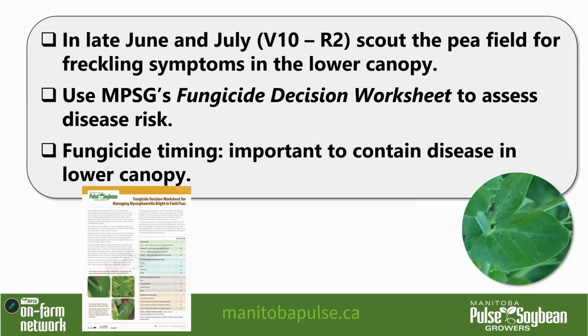And lastly, a few field pea fungicide use recommendations. In late June and July, or stages V10 to R2, start scouting the peas for those freckling symptoms of Ascochyta blight in the lower canopy. If there is no disease and it's hot, or if it's dry, you may be able to hold off spraying.